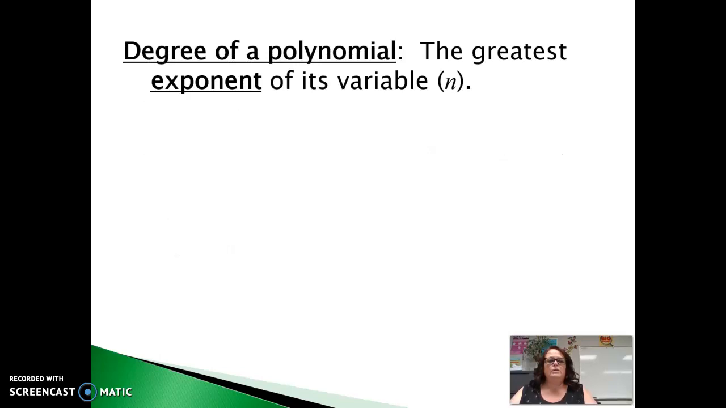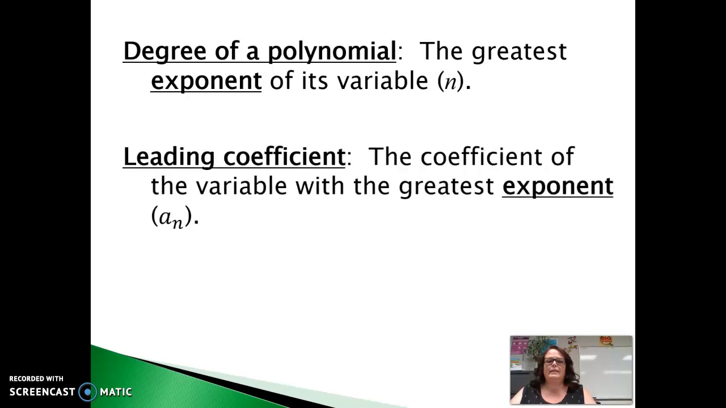Okay. So the degree of the polynomial is going to be the greatest exponent of its variable. And the leading coefficient is the coefficient of the variable of the greatest exponent. So you remember from chapter 3 when we talked about finding the horizontal asymptote, we said what is the degree of the numerator and the degree of the denominator? That's what we were talking about. And when they were the same, we took the ratio of the leading coefficients. And so the leading coefficient, again, is just the coefficient of the x value with the highest exponent.